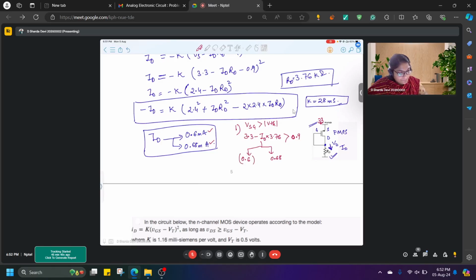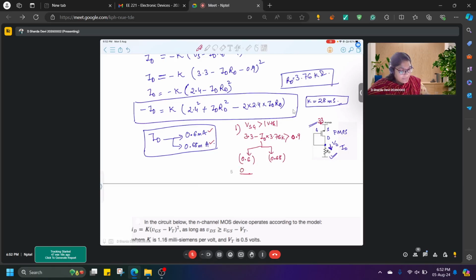Come on, which one? 3.3 minus ID into 3.76K. For 0.6, what is the value you are getting over here? Yes, what is the value?